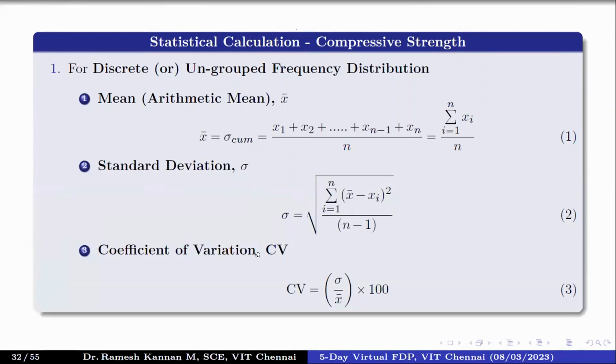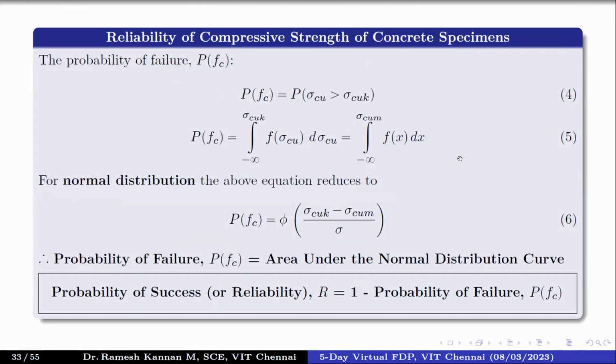And then we'll talk about the coefficient of variation, which is the ratio of standard deviation to the mean, but it is always represented in terms of percentage, so we multiply it by 100. And this is a very important thing. So far we talked about sample standard deviation, mean, and coefficient of variation.